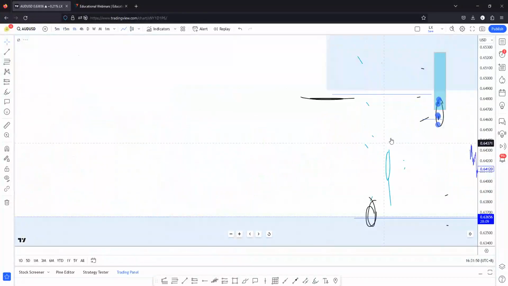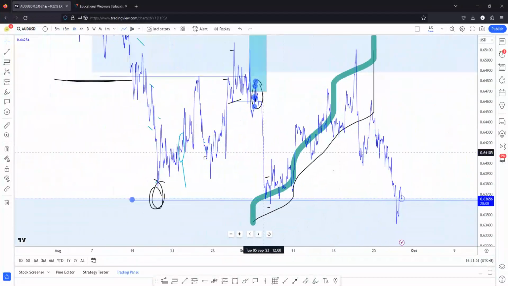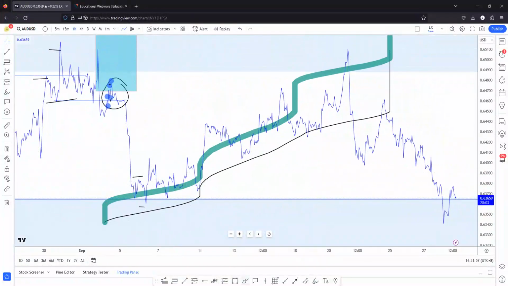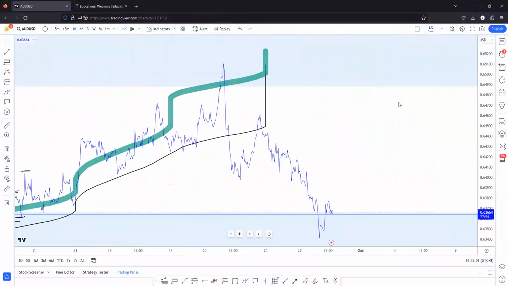Or if you don't want to go to such a small time frame, even on the 4 hour, 1 hour, you'll see this structure. So change in market structure, price broke to the upside, and you're seeing again higher lows and higher highs. Okay, now let's take a look at where we are now.